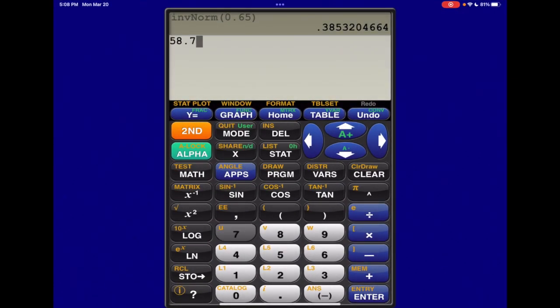So 58.73 plus 0.385 times our standard deviation, 2.9803. So we get 59.8774155. The directions on this problem say to round this to 3 decimal places, so we'll go with 59.877.